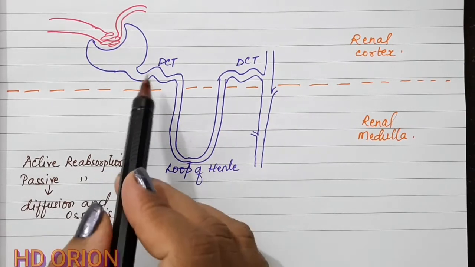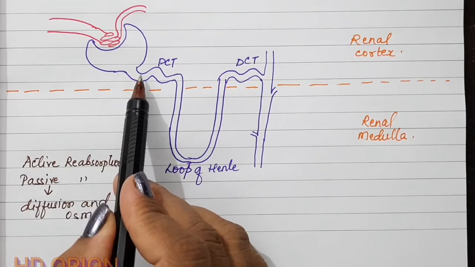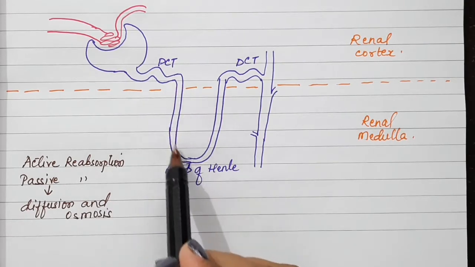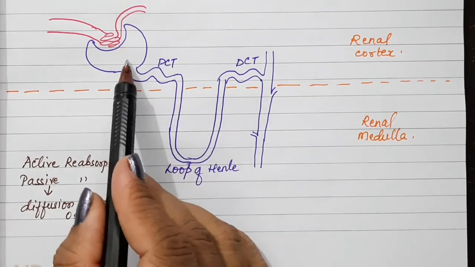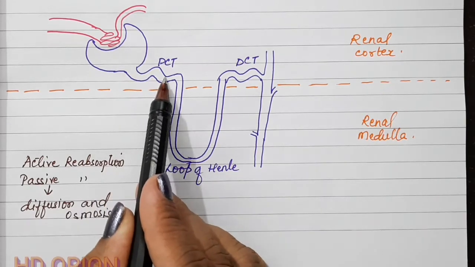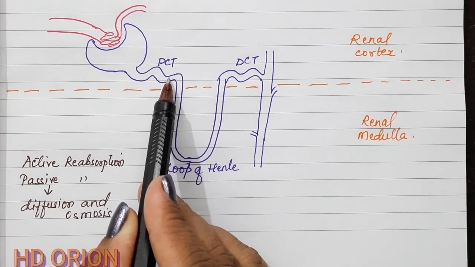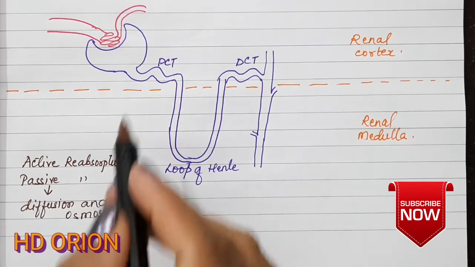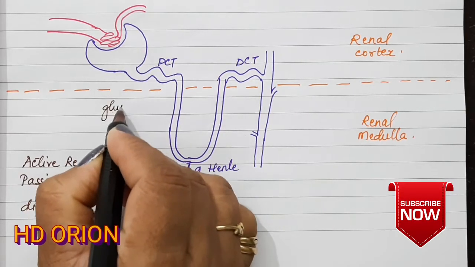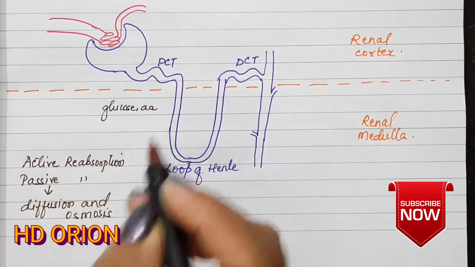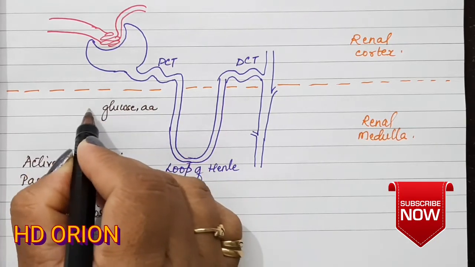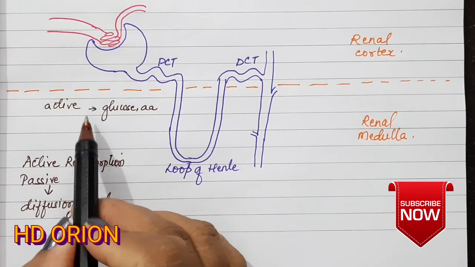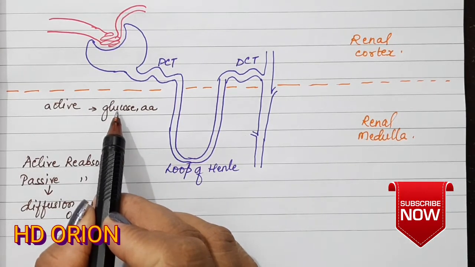This starts in the PCT. The entire step of selective reabsorption, the second step that we are talking about, occurs in the PCT and in the loop of Henle. So the filtrate which comes into the PCT has many glucose molecules, amino acids, drugs, and several important molecules. So here the glucose and the amino acids are actively reabsorbed. So this is by active reabsorption. With the expense of ATP, not a single molecule of glucose is wasted.